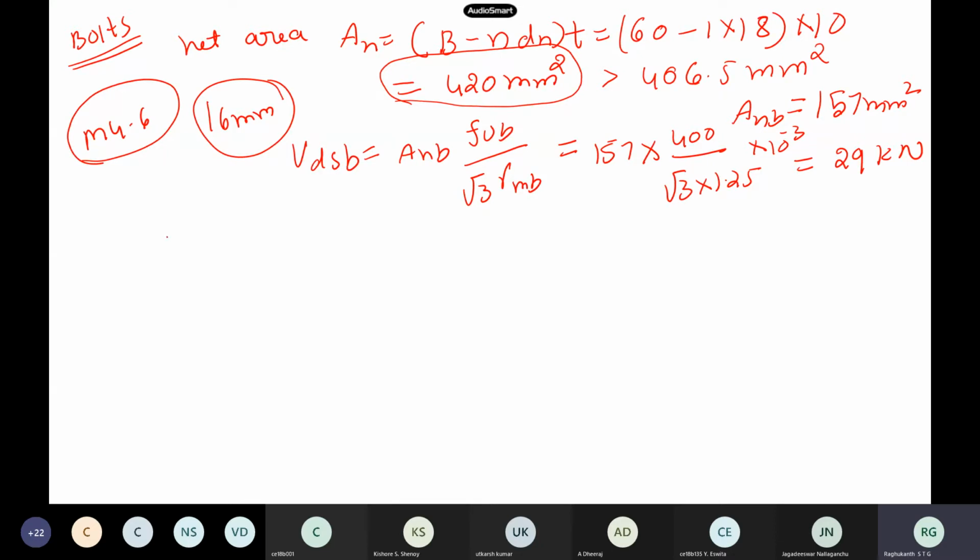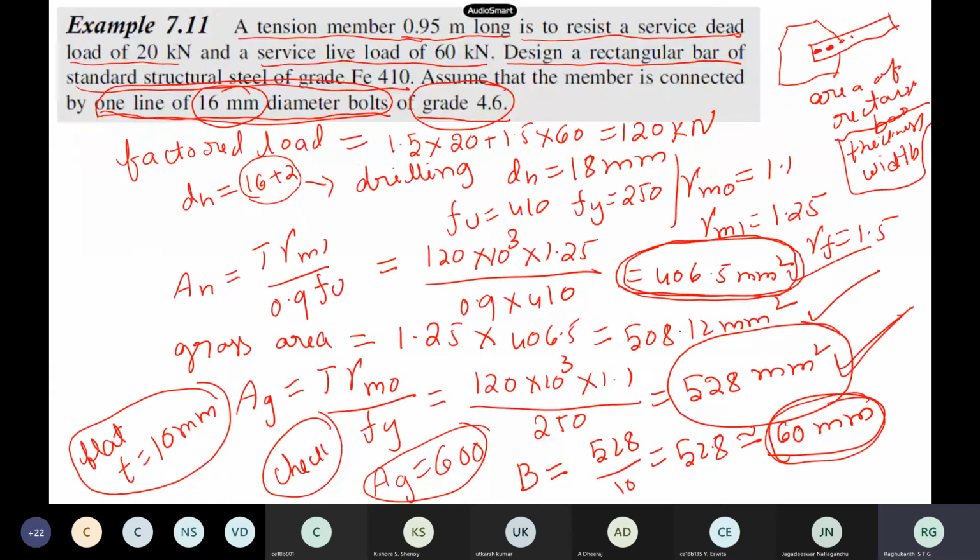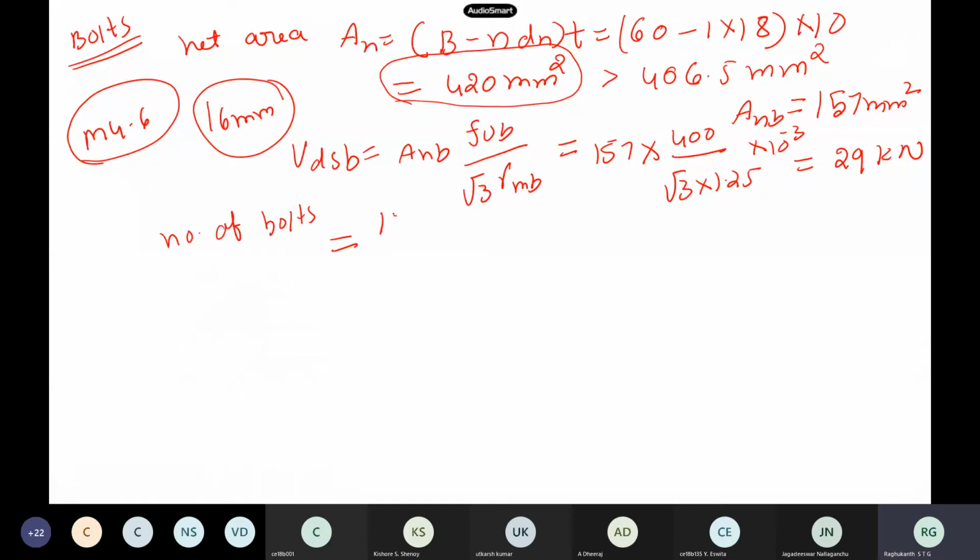Okay, so now the number of bolts have to be provided. How many bolts are required? You followed, right? The total load it has to carry, the factored load, how much is it? 120. So now how many bolts? One bolt, you know the answer. So 120 by 29 turns out to be 4 point, I think some 14. So you round it off to be on the safe side. So 5 bolts are required here.